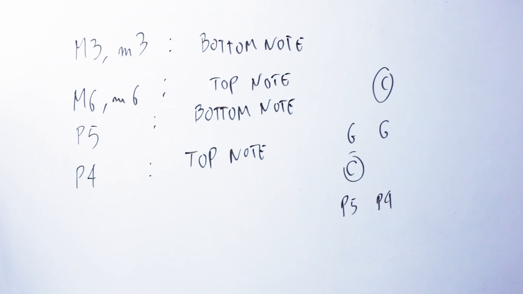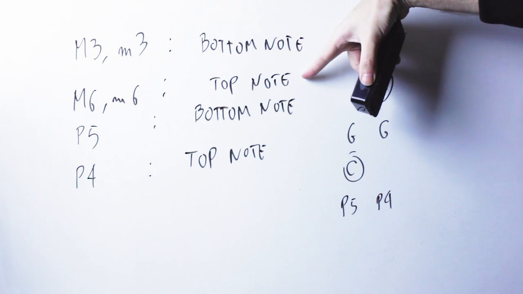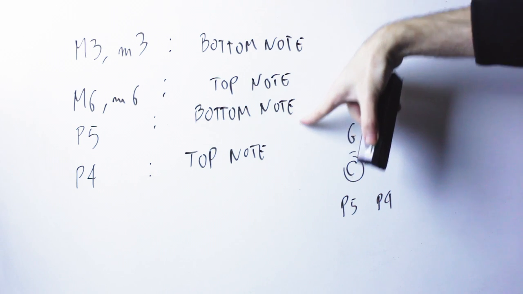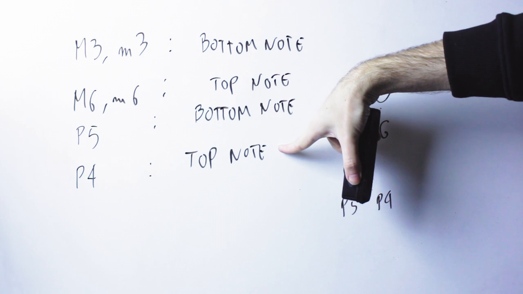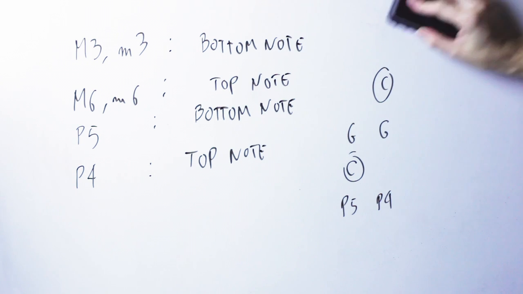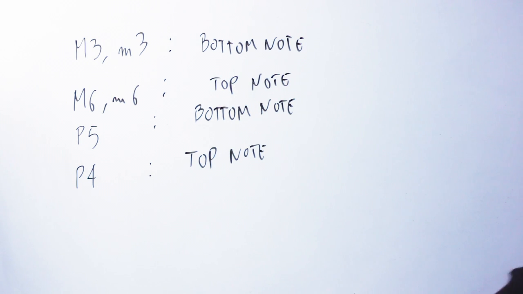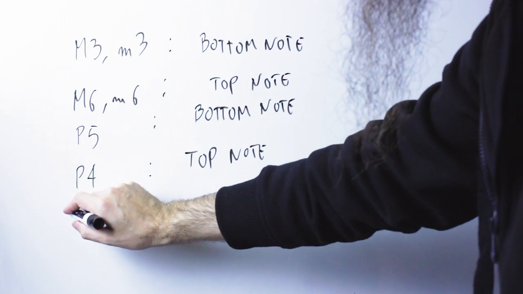It requires you guys to be familiar with the chords, but again, the rules are all here. I'm writing them down right now. For a third, it's always the bottom note. For a sixth, it's always the top note. For a fifth, it's the bottom note. For a fourth, it's the top note, and I'm going to summarize them very easily in a second. Okay, what about sevenths?